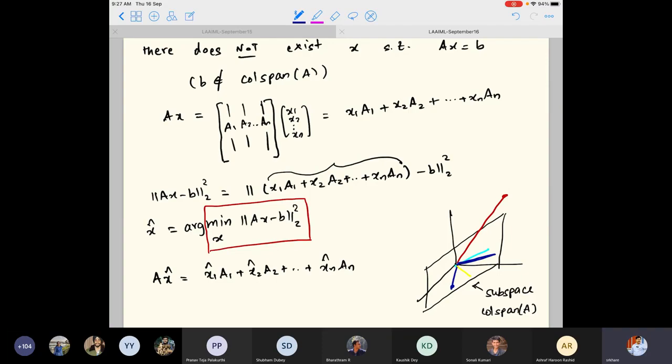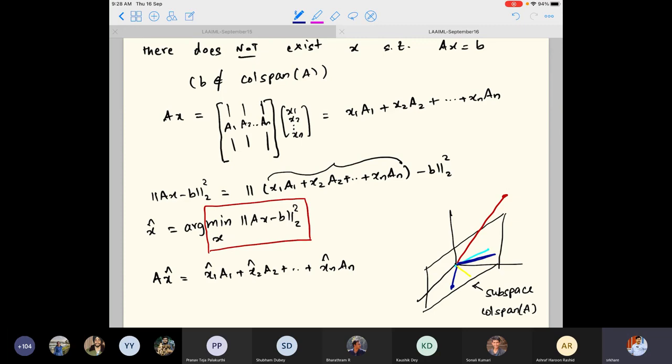Unfortunately, the drawing is not very good on my part. I'm sorry for that. But they all are on the plane, right? The plane is passing through origin. They are all on the plane because they are in the column span. You are taking some linear combination, and the objective is to find that linear combination which will take you closest to B. If you cannot reach B through a linear combination, then you will take that linear combination which will take you closest to B, right? That's all you can do.